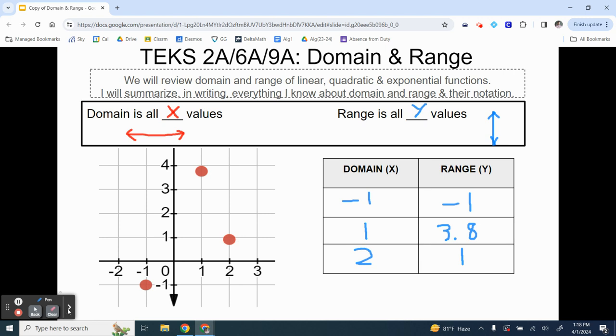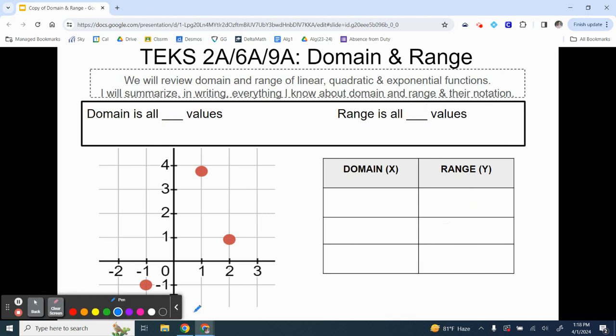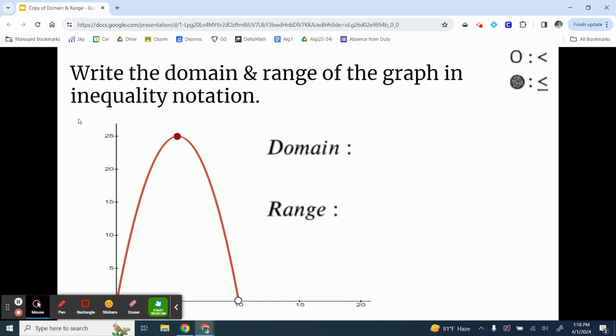All right, so let's clear this out, and now let's take a look at what we're most likely to see on your STAR test questions. So this is a discrete function. That's just when we list out straight up what our x values are and what all of our y values are. However, most of the time you're going to probably see this. We're going to write the domain and the range in inequality notation.